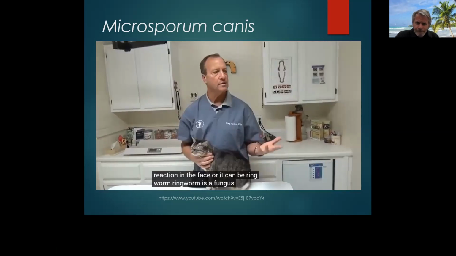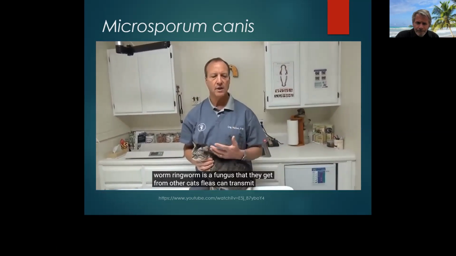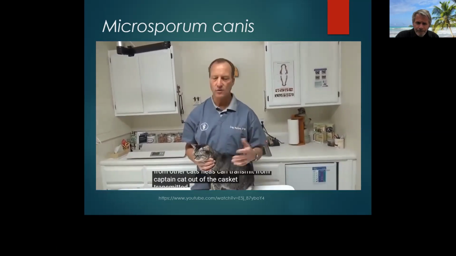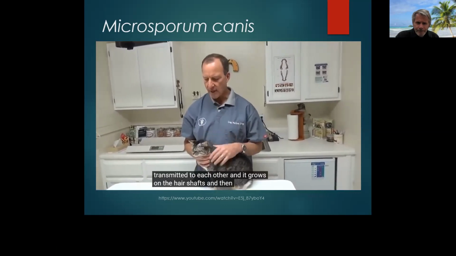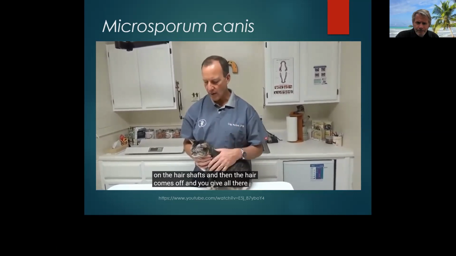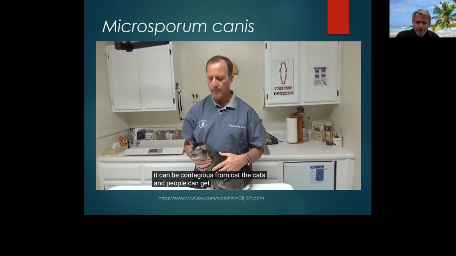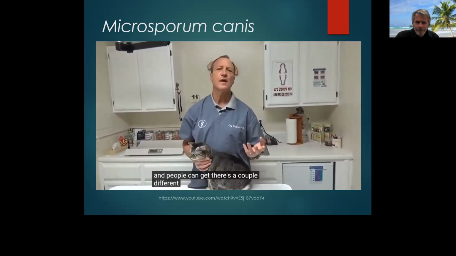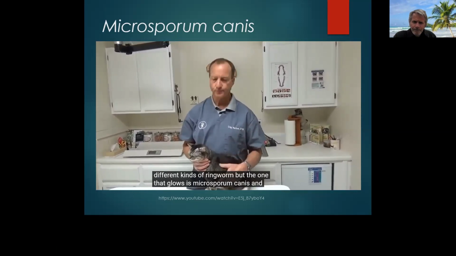Ringworm is a fungus that they get from other cats. Fleas can transmit it from cat to cat, and other cats can transmit it to each other. And it grows on the hair shafts, and then the hair comes off, and you get bald areas. And it can be contagious from cat to cat, and people can get it. There's a couple different kinds of ringworm. The one that glows is Microsporum canis.